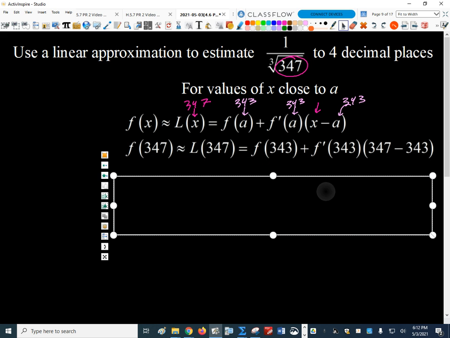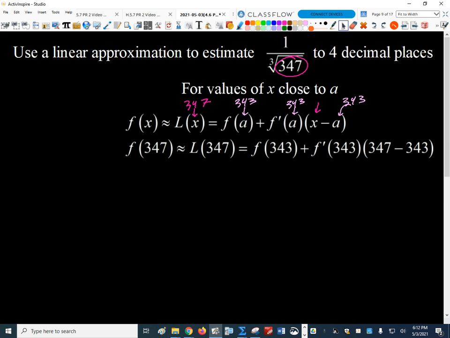Okay, so here's what we get. L of 347 is an approximation of our function, right? Evaluated at 343, our linearization is an approximation of our function at 343, plus we've got this x minus a term at the end that's going to add a little offset to that. So we've got to calculate the other pieces of this then. We know what a should be and what x is going to be.